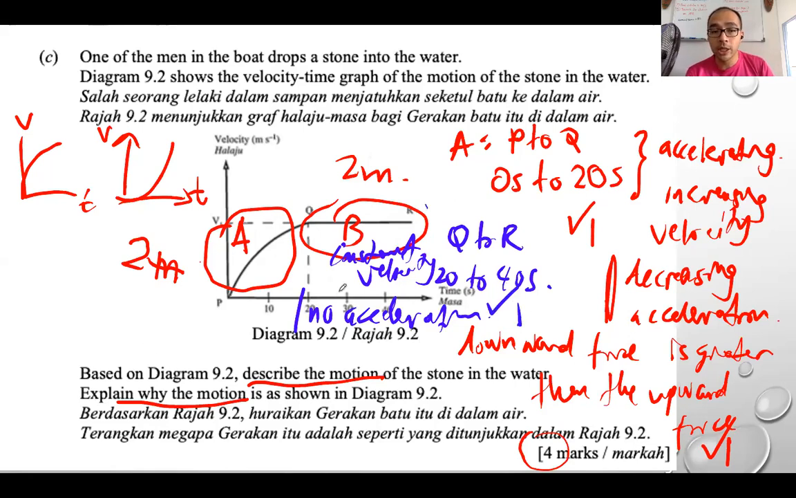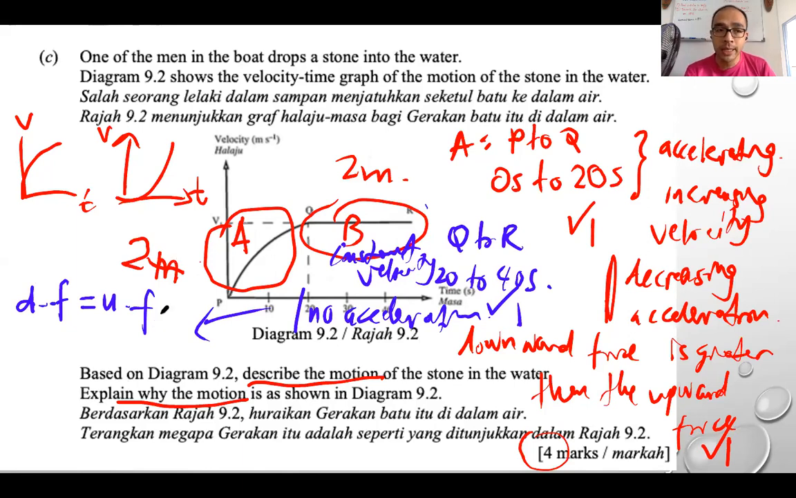And then the explanation to why there's no acceleration, it is because the downward force is equal to the upward force. Kita ikut template yang sama dengan ini. In this one, there's acceleration because the downward force is greater. But because there's no acceleration here, only constant velocity, the downward force is equal to the upward force.